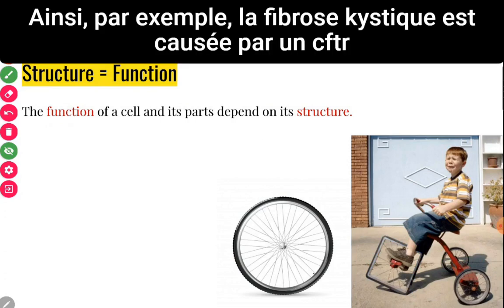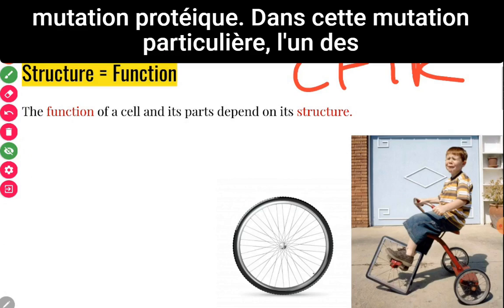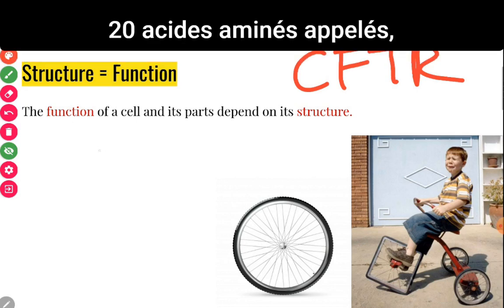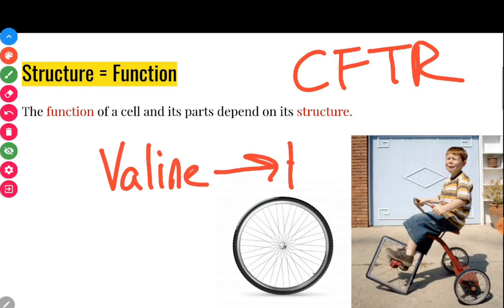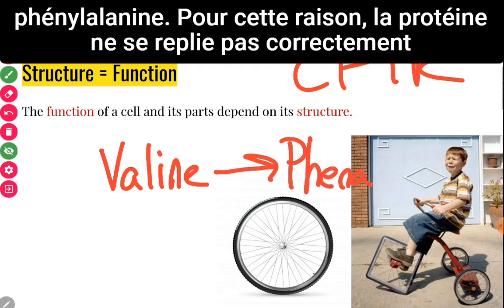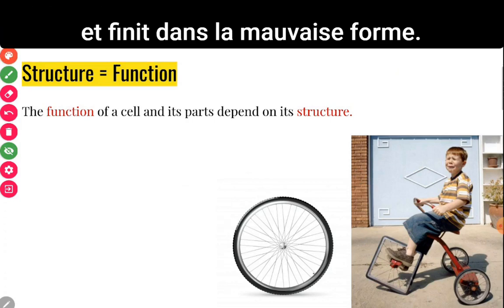So, for example, cystic fibrosis is caused by a CFTR protein mutation. And this particular mutation, one of the 20 amino acids called, I believe it's valine, becomes phenylalanine. Due to that, the protein does not fold correctly and ends up in the wrong shape.